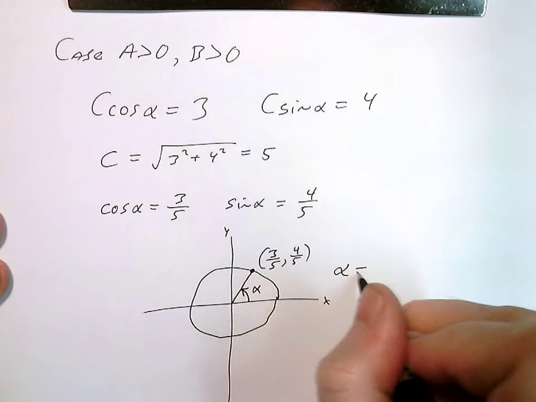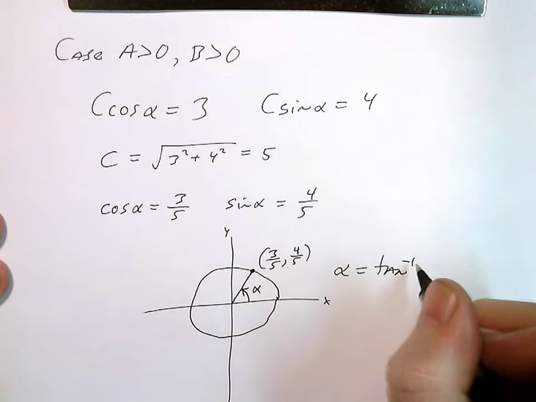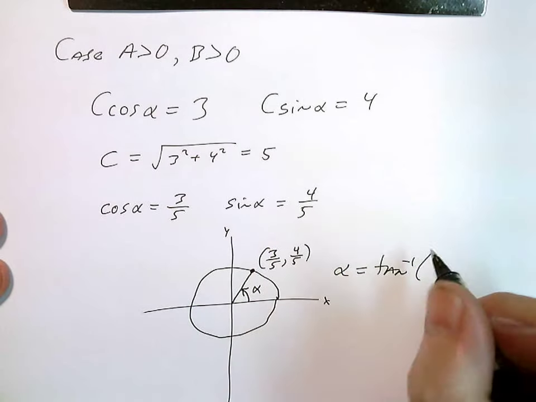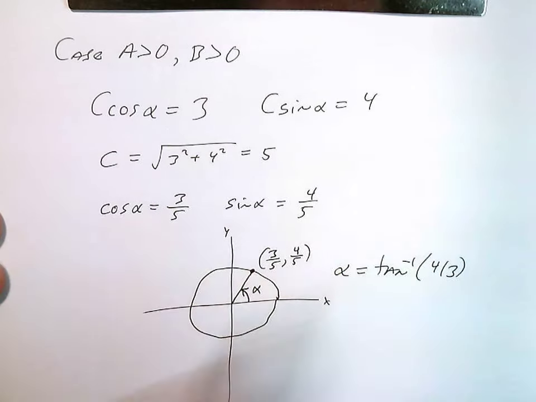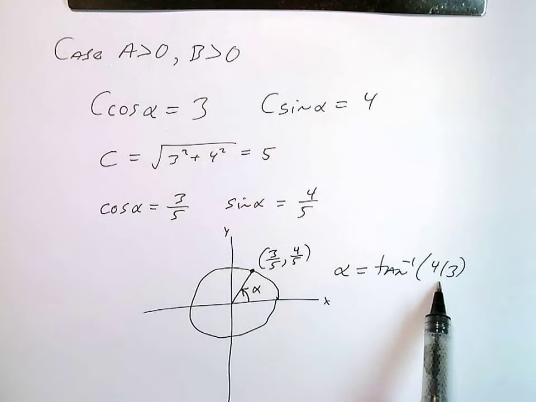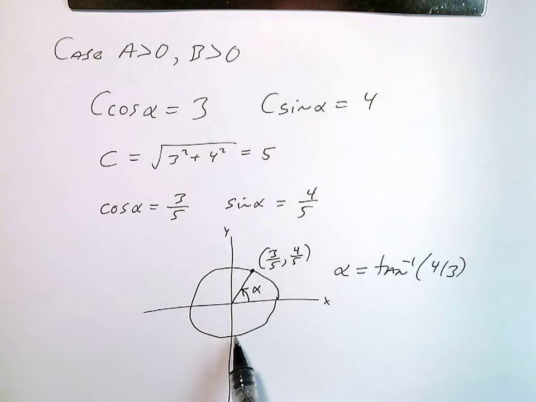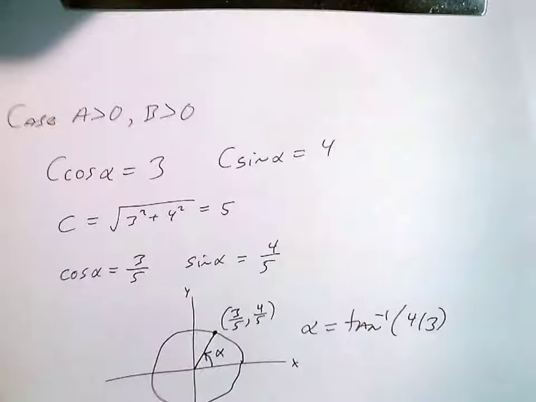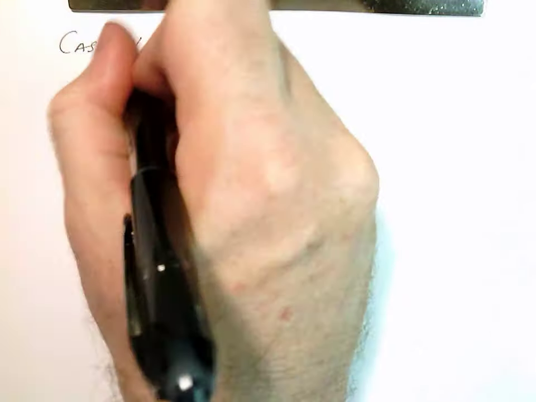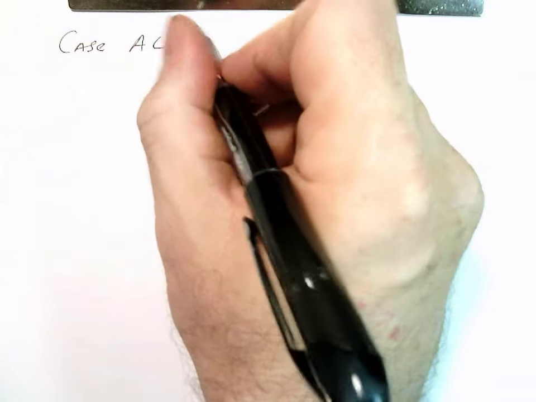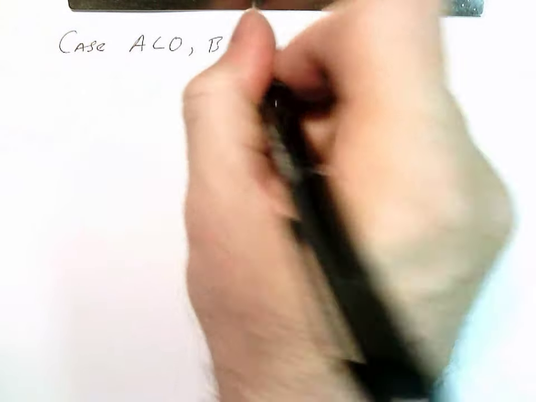And I do have alpha is the arctangent. Well, 4/5 over that is going to be 4/3, right? Because the arctangent gives me an angle that has tangent 4/3, but that angle is between negative pi over 2 and positive pi over 2. For here, it works. So this is a case that I've done in a previous video. But let's say we have the case where A is less than 0 and maybe B is bigger than 0.